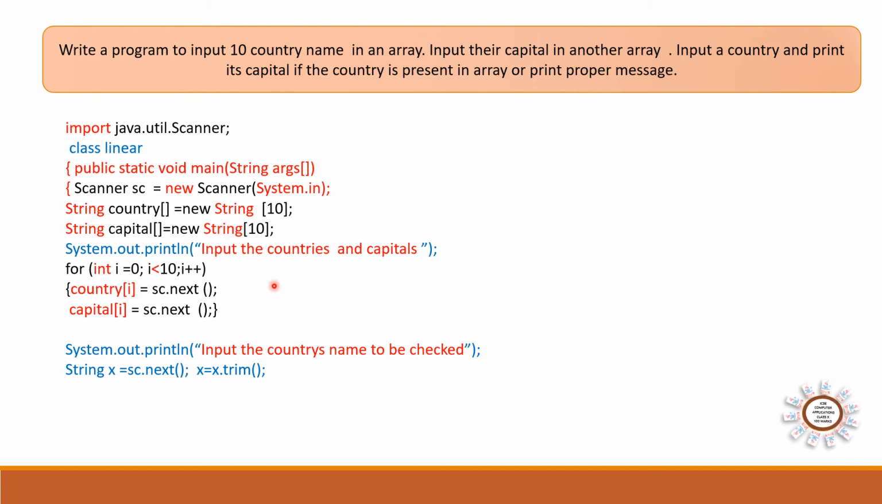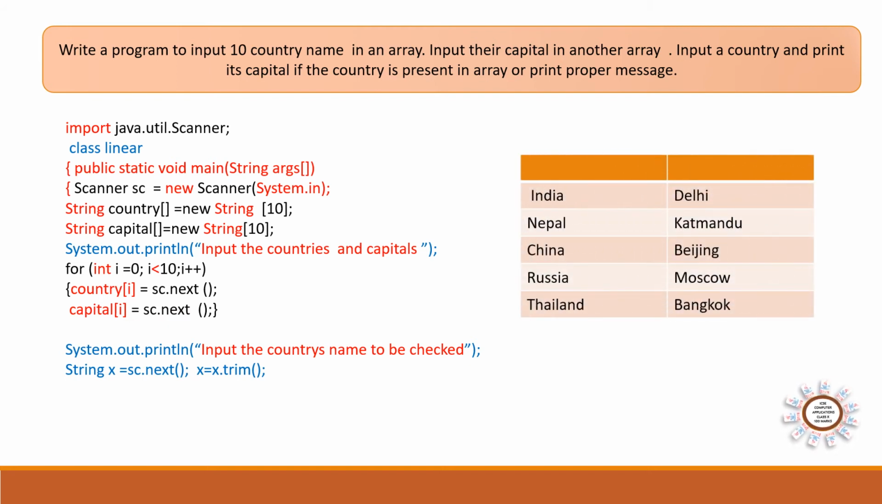Now System.out.println: input the countries and capitals. So in one loop we can accept: for int i is equal to 0, i less than 10, i plus plus. country[i] is equal to sc.next(), and capital[i] is equal to sc.next(). Here we can see, like this in country[0] and capital[0] it will be coming. So here one by one we can see.